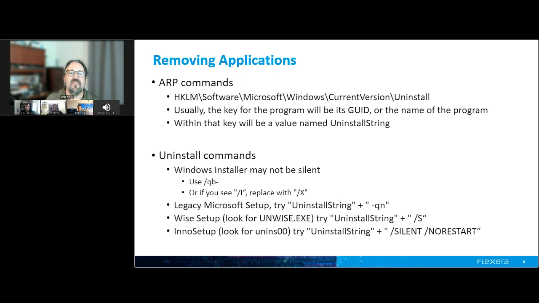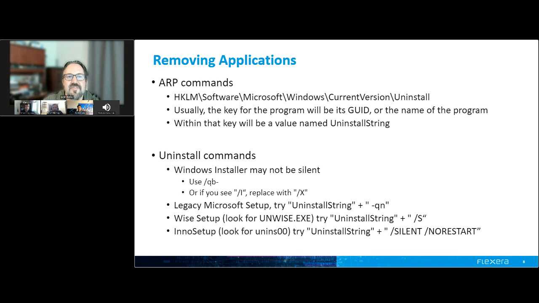So the Add Remove Programs commands, these values that I showed in that screenshot, are under that hive there. Like I said, usually it's a GUID these days, but it can be the name of an application. Particularly older applications will show up as a name and not a GUID. And that's where you'll find the uninstall string. But you probably do need to make it silent. I actually pulled this information from a script I wrote a long time ago that would try to look at that value and then make it silent.